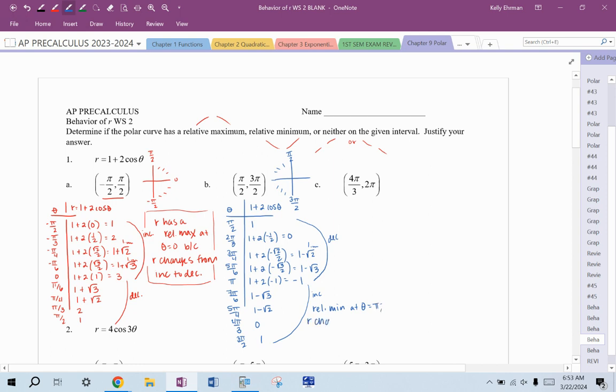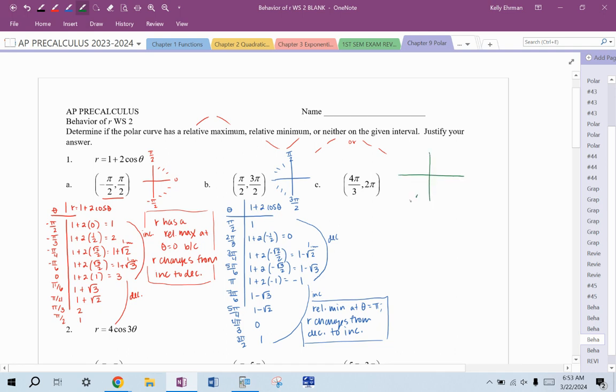because r changes from decreasing to increasing. When we have a test over this section, I will have you justify your answers, and so you'll need to basically use this little script, but that's the justification.